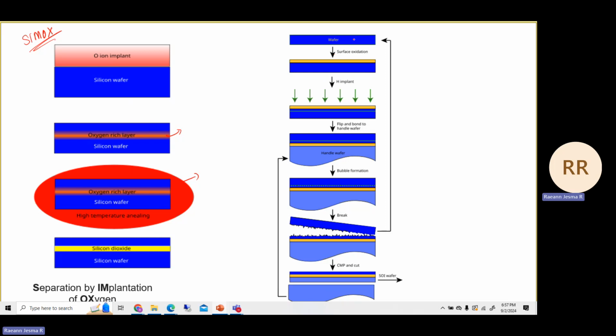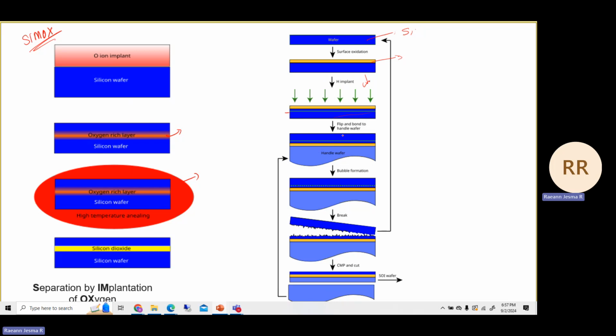There is also another process for fabrication of SOI wafer, which uses bonding. We take a silicon wafer, then do surface oxidation, meaning oxidation at the surface. This can be thermal oxidation, either dry or wet oxidation. Then we do hydrogen ion implant, implanting hydrogen ions with high energy, and they form a layer at a particular depth below the surface.